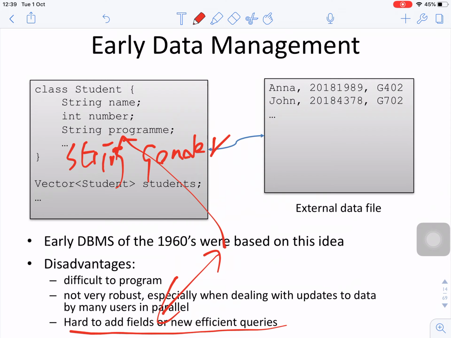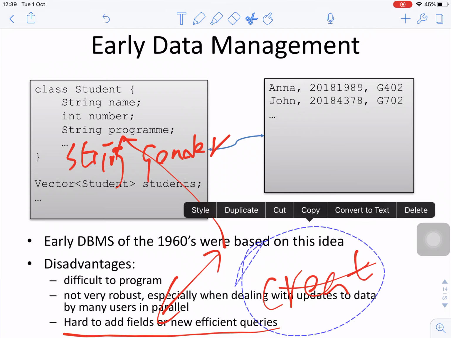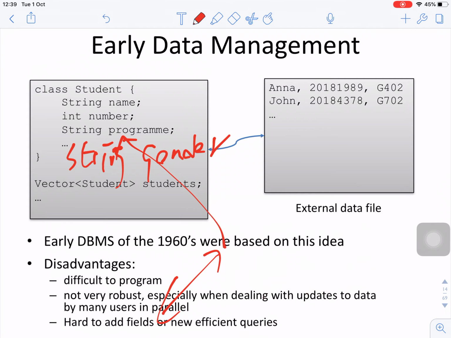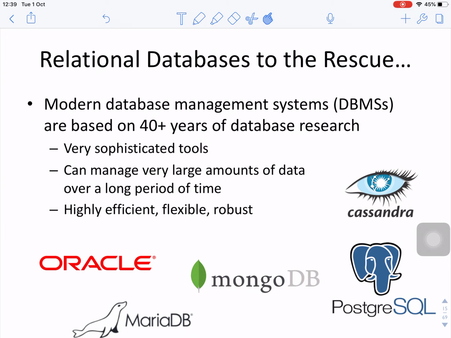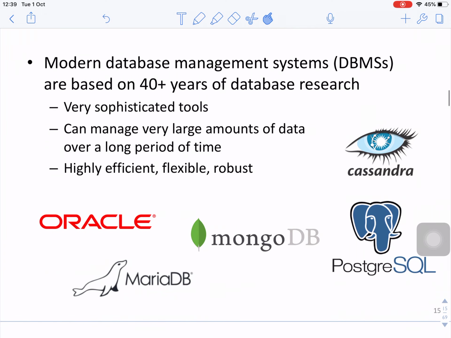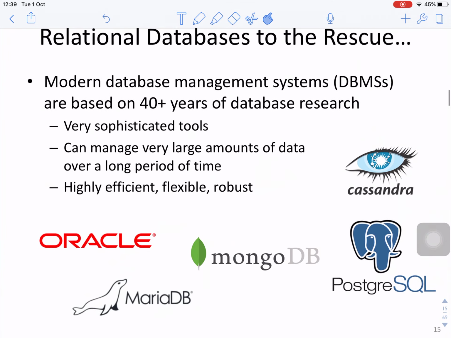However, in the relational data model, we can use ALTER to add some new queries and so forth. So relational databases come to the rescue because they are really sophisticated models and can manage large amounts of data over a long period of time. It's very efficient, flexible, and robust.